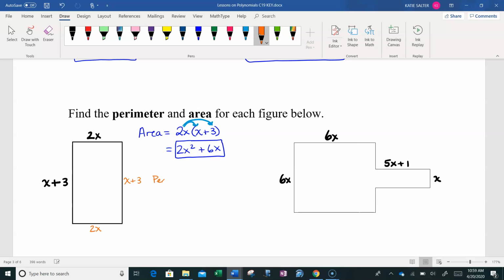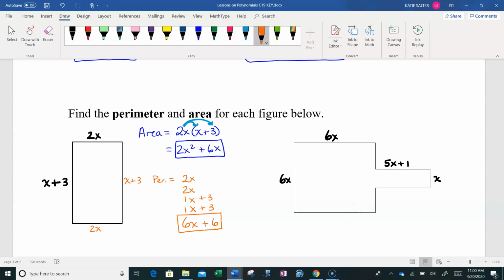So I'm going to write perimeter right here. I'm just going to abbreviate it. We can say, okay, that's 2x, 2x, x plus 3, x plus 3. And I would highly recommend when you have those x's by themselves, put those 1s in front of them so you don't miss it. So 2 plus 2 is 4, and then 4 plus 1 is 5, plus another 1 is 6. So we'd have 6x plus 6 would be the perimeter of this rectangle.